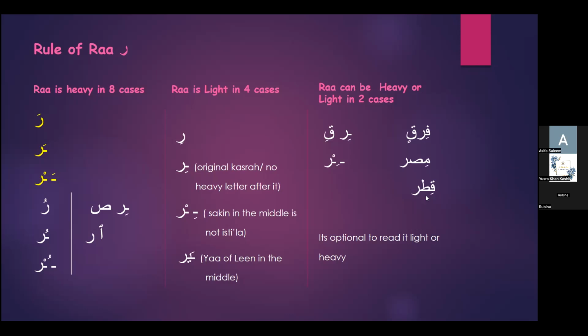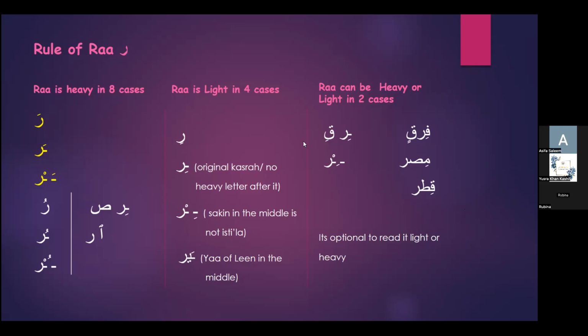We have another word, qitr. Qitr. Again, we have 2 options. Ra sakina preceded by a heavy letter, but that heavy letter is preceded by a kasra. You have the option of making the ra either heavy or light. So it's optional to read it light or heavy. So these were the rules of the ra sakina. I hope this is clear. Any questions or any confusion, you can ask, inshallah.